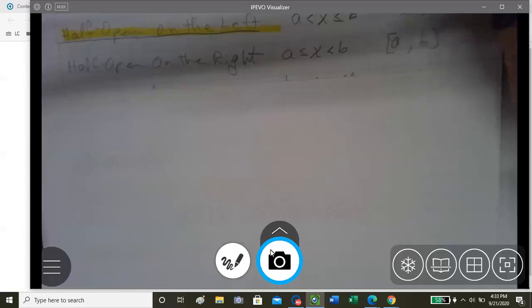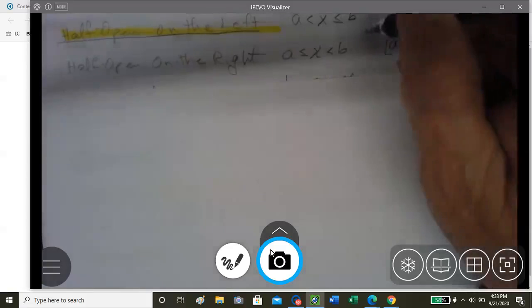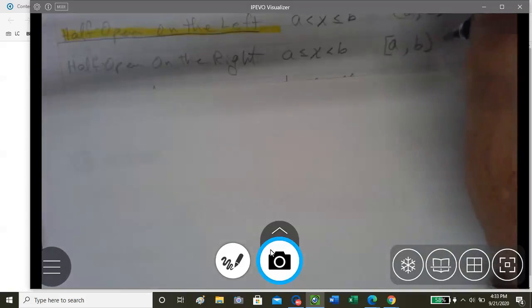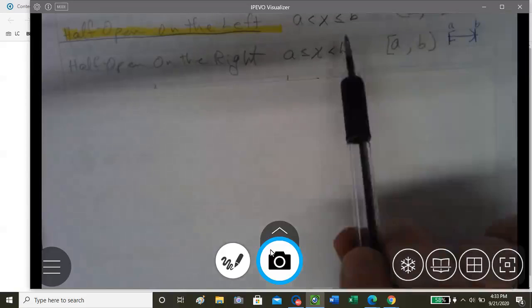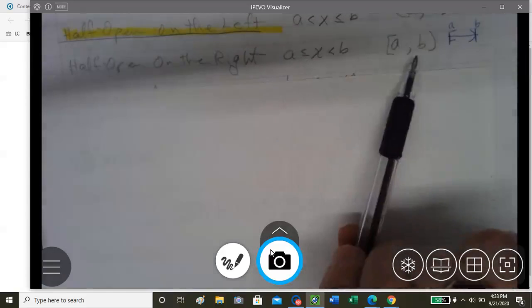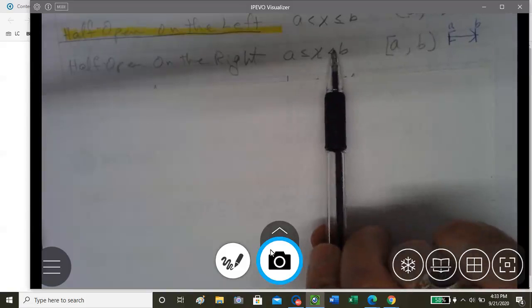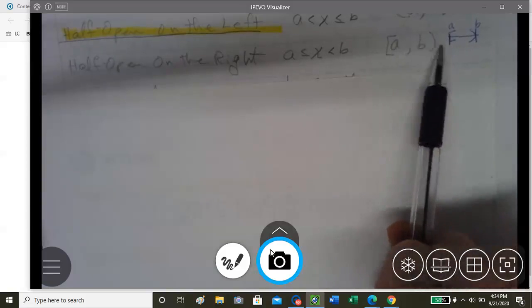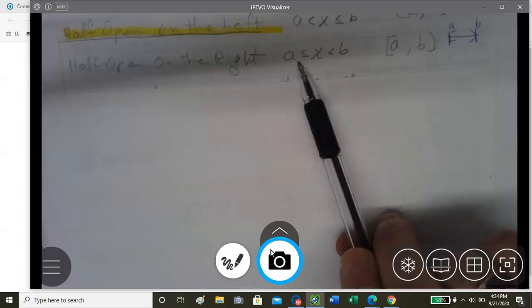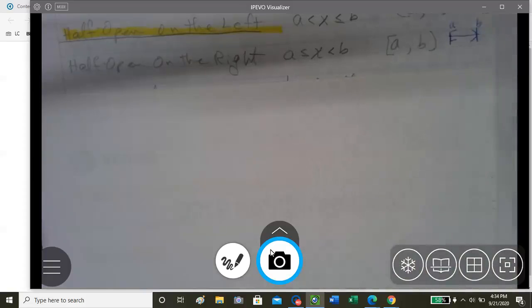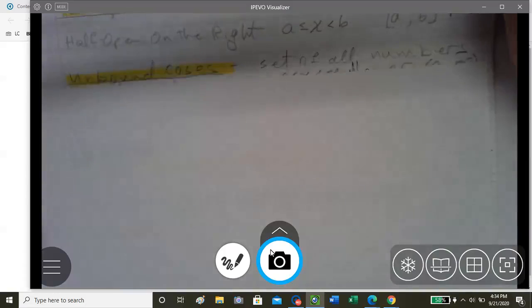Half open to the right. So here B is open and A is closed. Then x is going to be greater than or equal to A because it includes A, but less than B. B is going to be open because it does not include B. A is closed because it does include A for the less than or equal to.